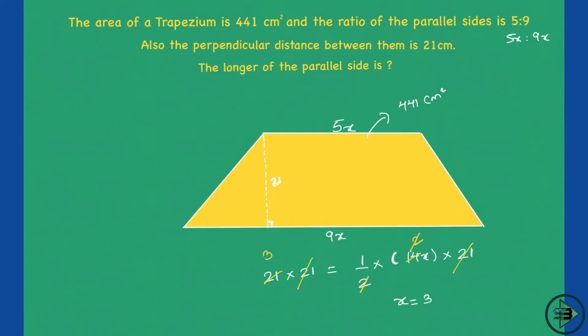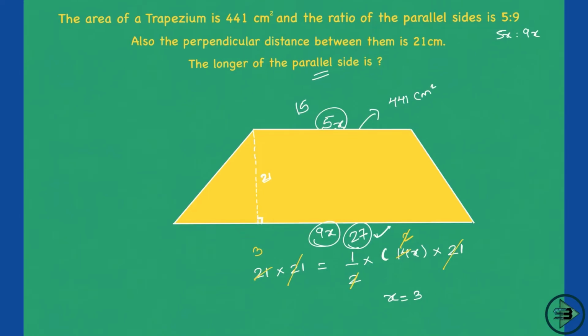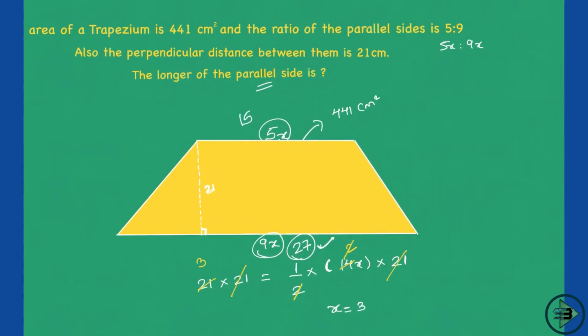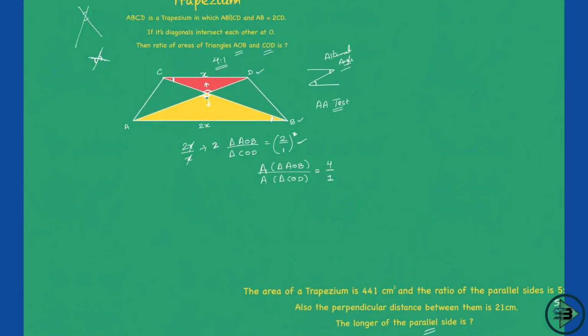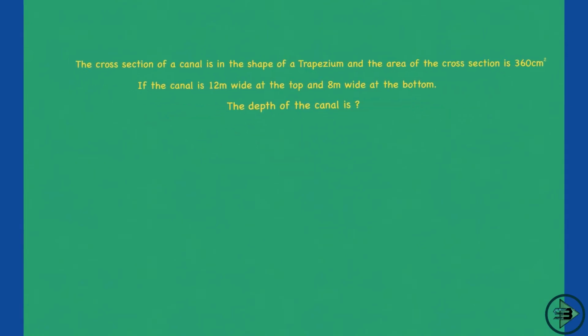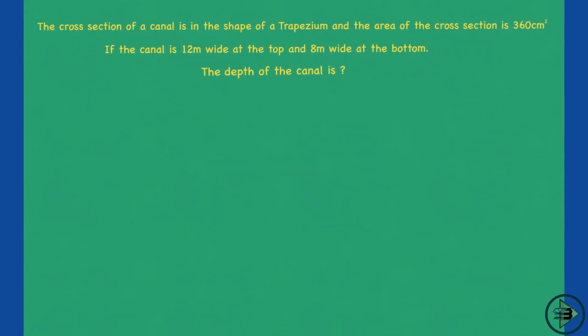What is being asked? What is the longer parallel side? So 9 into 3 will be 27, and 5 into 3 will be 15. So the longer parallel side is 27, and that will be my answer. In this case it was a simple application of the formula for the area of a trapezium, which is half into sum of the parallel sides into height. Unlike the previous problem where you had to apply the concept of similarity, this was just a plain problem where a mensuration concept would have solved it for you.